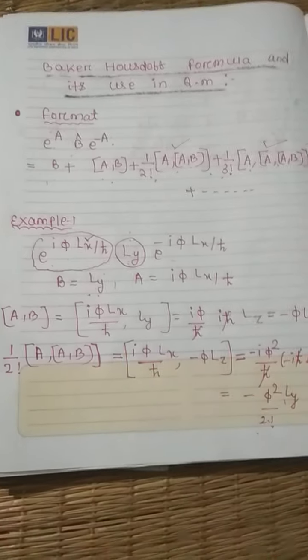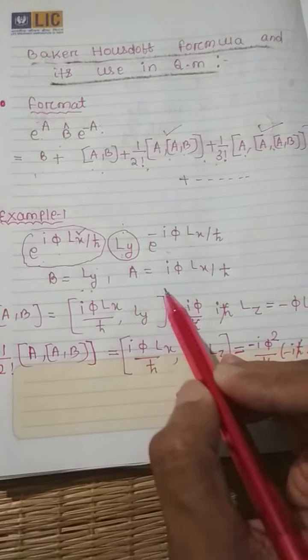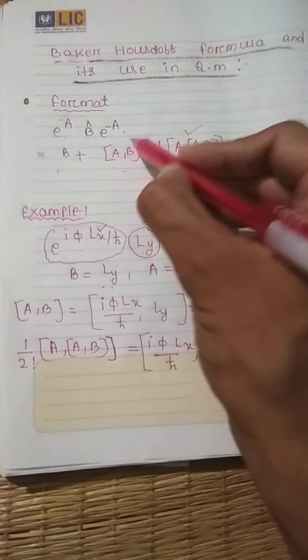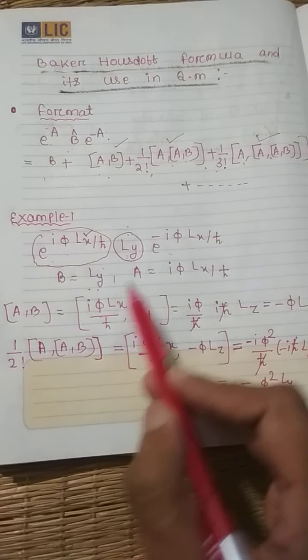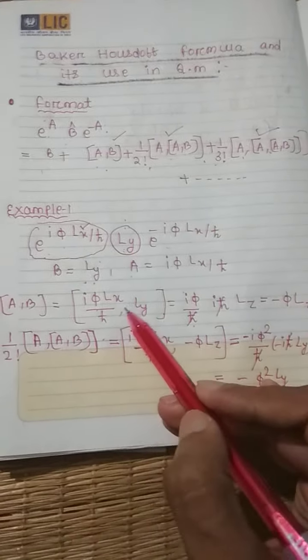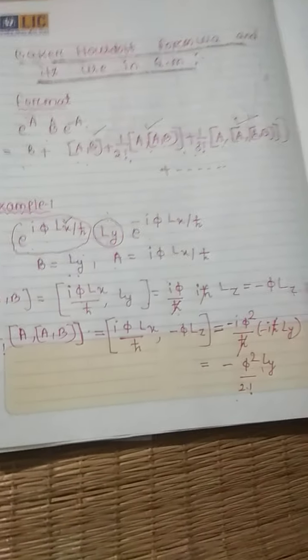Let's explain this through an example. As the formula mentioned, B is Ly and A is i phi Lx upon h cut. First we have to find the commutator of A, B. Here the commutator of A, B is i phi Lx upon h cut, Ly, equal to i phi upon h cut, which is a constant taken outside, and the commutator of Lx, Ly is i h cut Lz, which gives minus phi Lz.